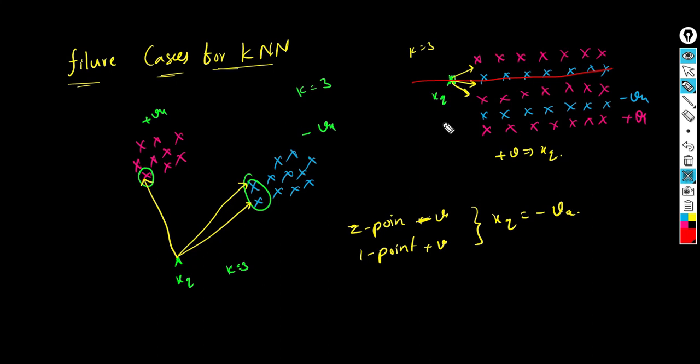This is another failure case. These are the two major issues we face in KNN. These are the two failures we can see in the general scenario.